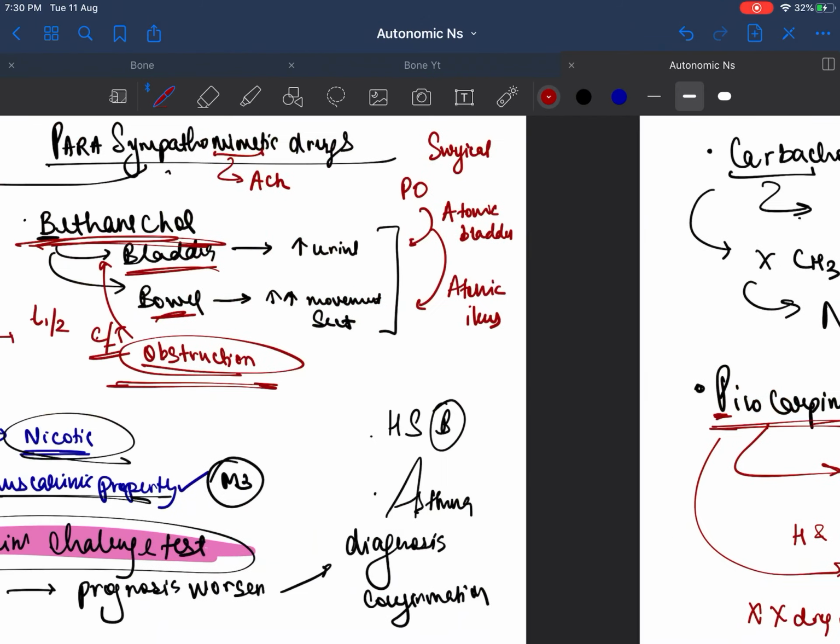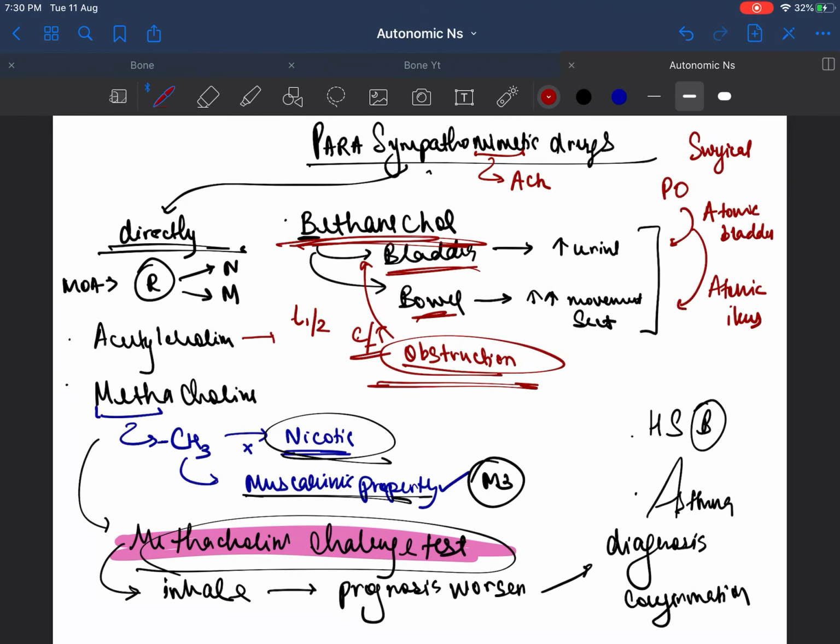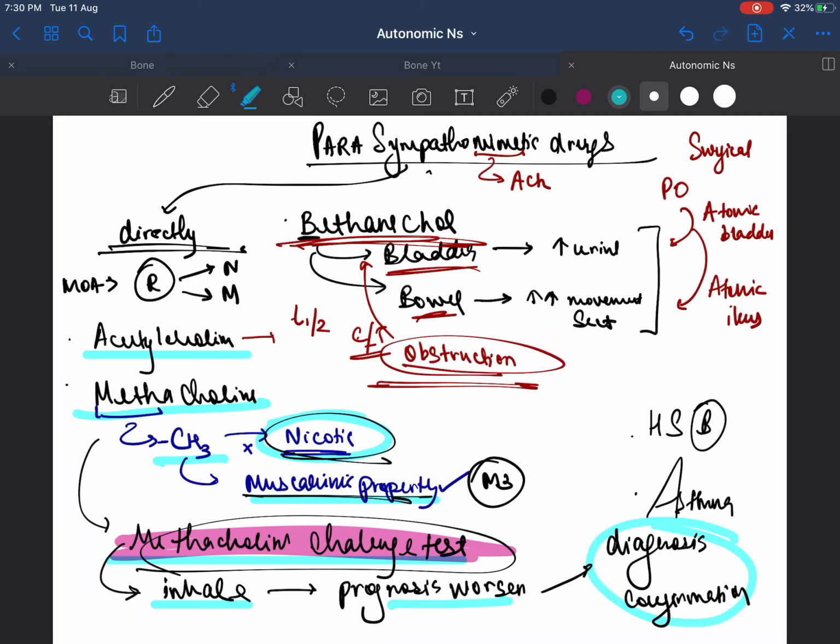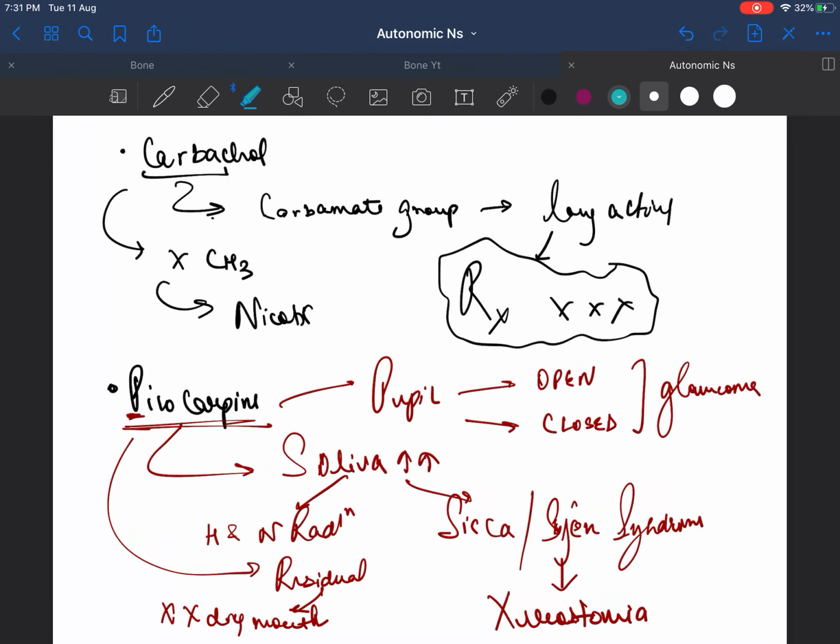So now coming to the indirectly acting drugs. So what drugs have we discussed here? First, let's revise this. First, we discussed acetylcholine, not a very useful drug. Methacholine has a methyl group, so therefore no nicotinic property, only muscarinic property. We use it for the methacholine challenge test, where you tell the person to inhale. If progression worsens, you have confirmed your diagnosis of asthma or hypersensitive bronchus. Bethanechol increases both bowel and bladder activity, useful in atonic bladder, atonic ileus, post-operative, or in normal cases also.